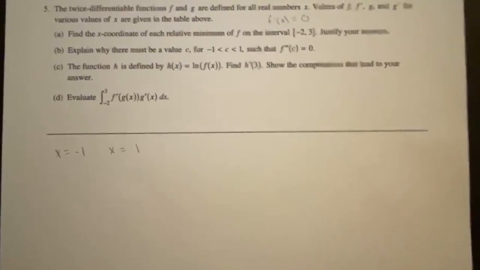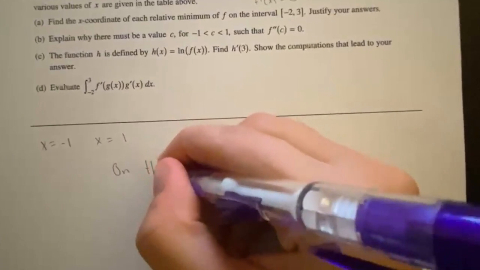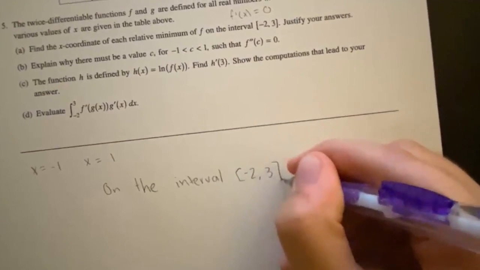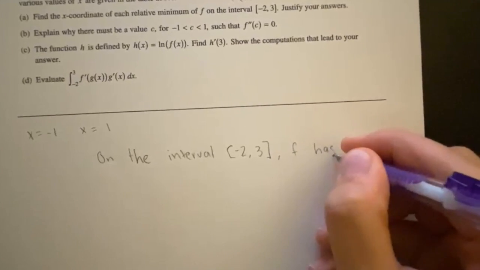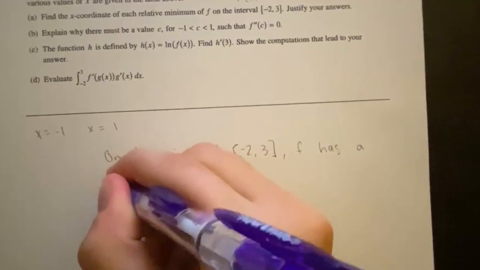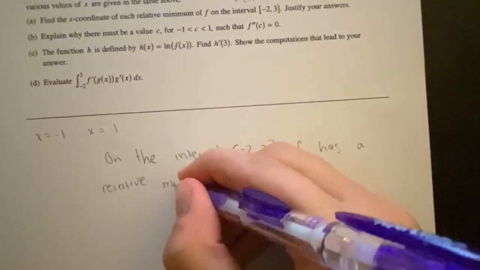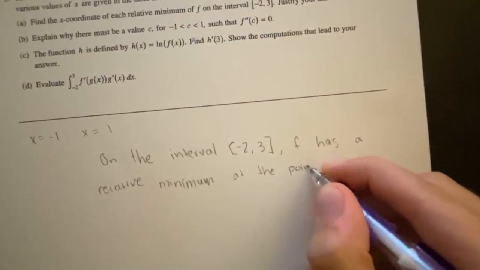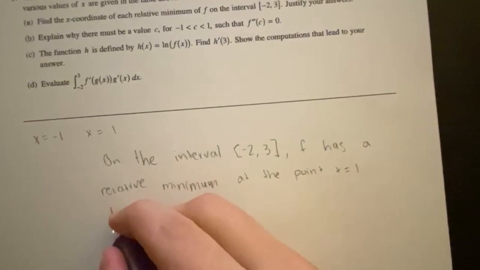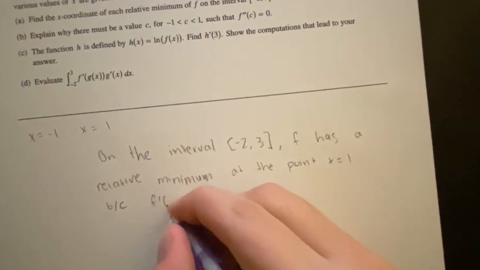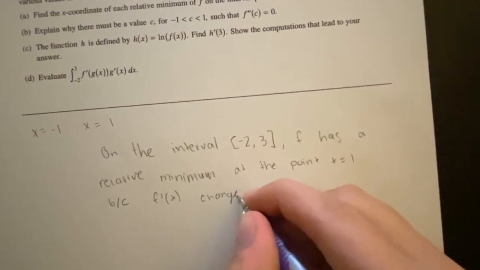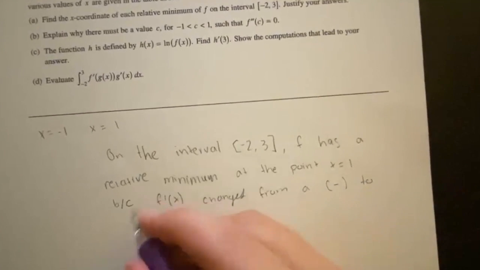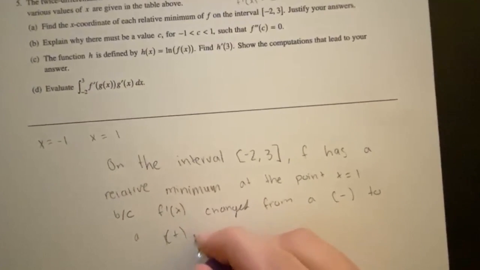So to justify that, we can write: on the interval -2 to 3, f has a relative minimum at the point x equals 1 because f prime of x changes from a negative to a positive value.